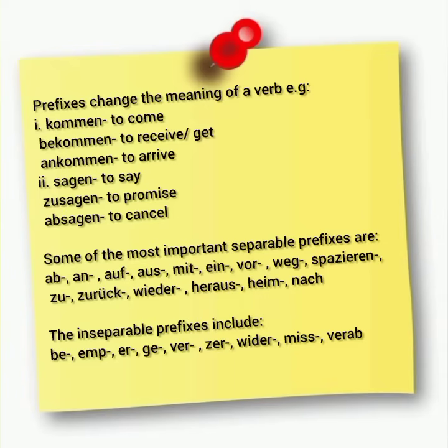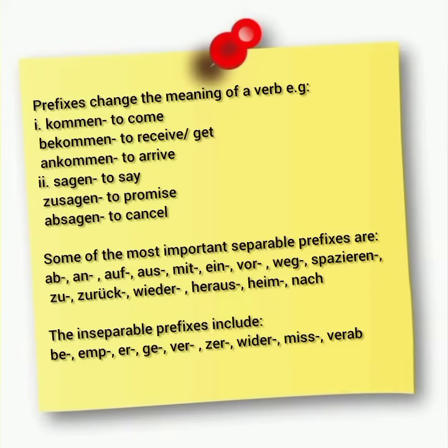How about the ones that are not separable? Now, the following that I'm about to mention to you, they are not separable. These ones don't separate. We have be, emp, er. Remember, these ones don't separate. Be, emp, er. Ge, ent, zer. Then you have wider. Now, don't confuse this wieder with the other one. The other one that was above was W-I-E, wieder. But this one is W-I-D-E-R. They're different, okay? Miss and ver. So these ones don't separate, okay?